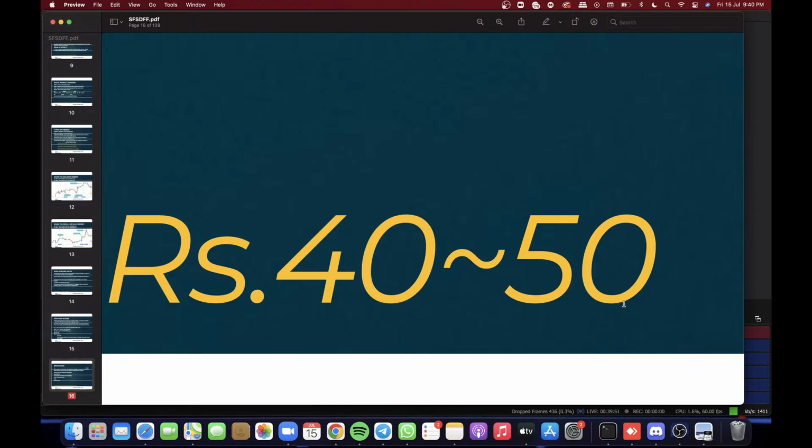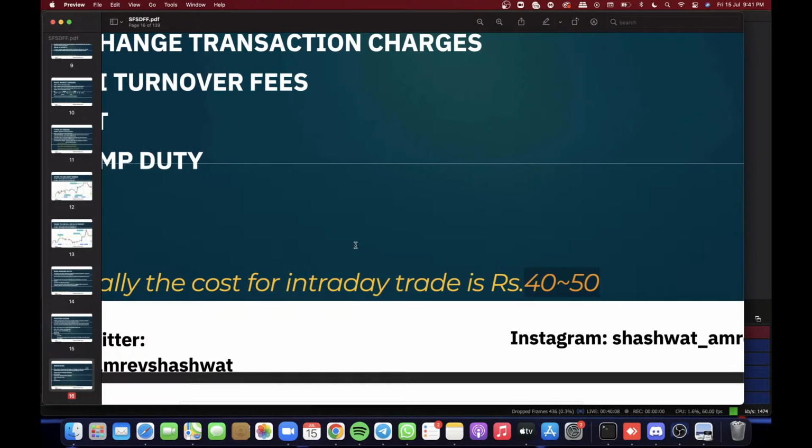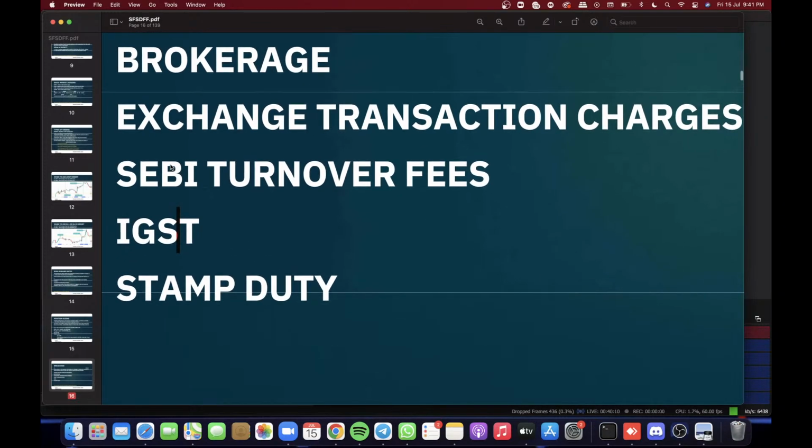For example, you make 50 rupees and then you lose 50 rupees, you are at 0. Then too you have to pay this charge. This charge is compulsory for every trade you take. Okay, this charge is compulsory. Now what does this charge involve? Brokerage, exchange transaction charges, SEBI turnover fees, IGST, stamp duty. All these charges are involved.